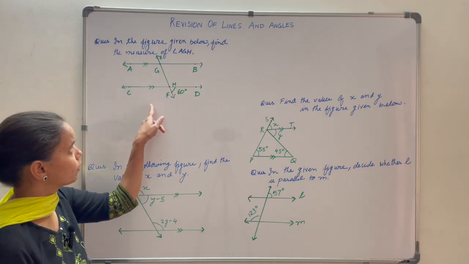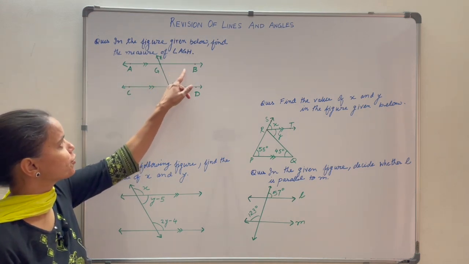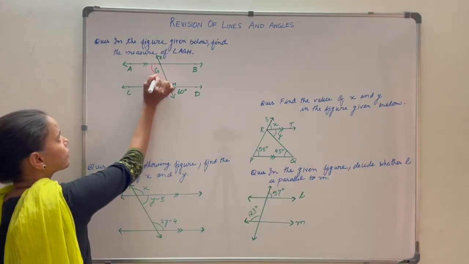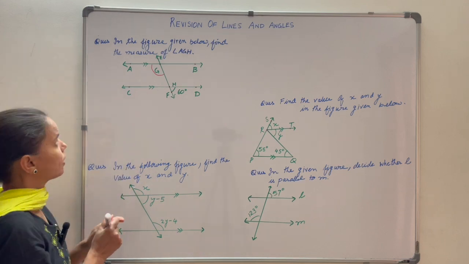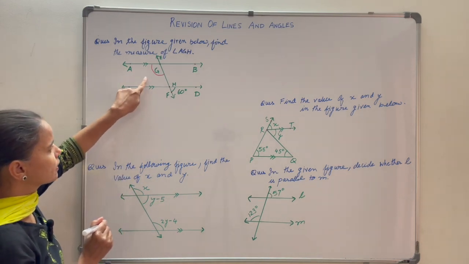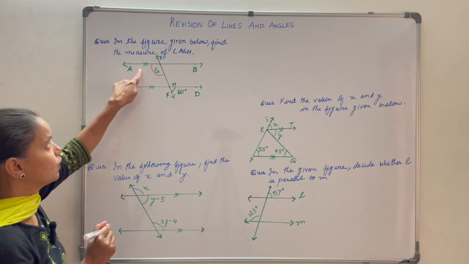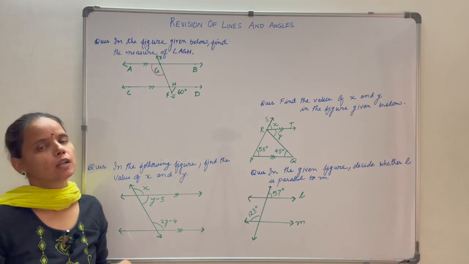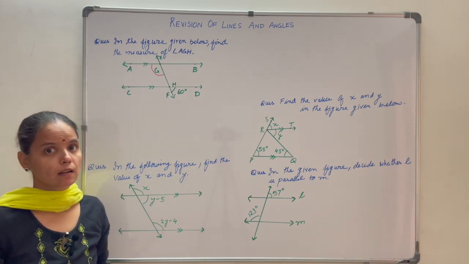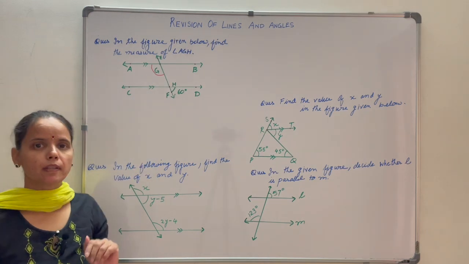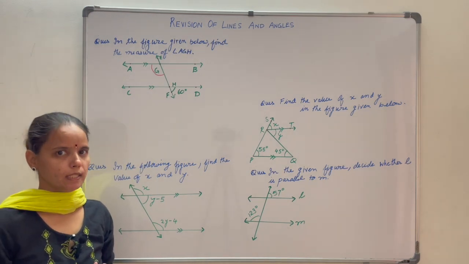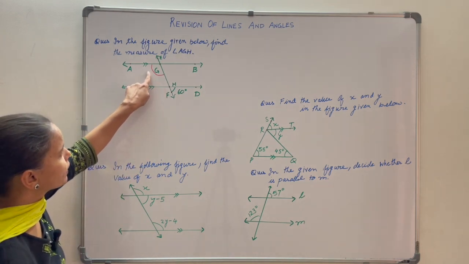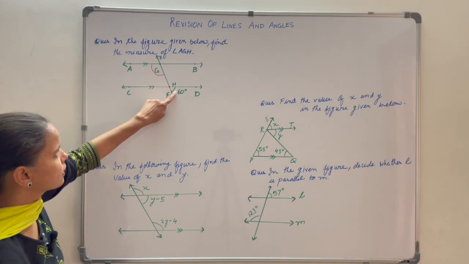In the figure given below, find the measure of angle AGH. So here you need to find this angle AGH, and you can see they have made it like this. That means these two lines are parallel. When the two lines are parallel, each pair of corresponding angles are equal, each pair of alternate interior angles are equal, and angles on the same side of the transversal add up to 180 degrees. So let us see how we can find angle AGH.